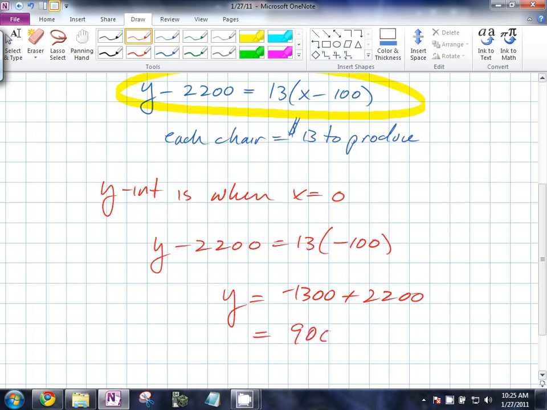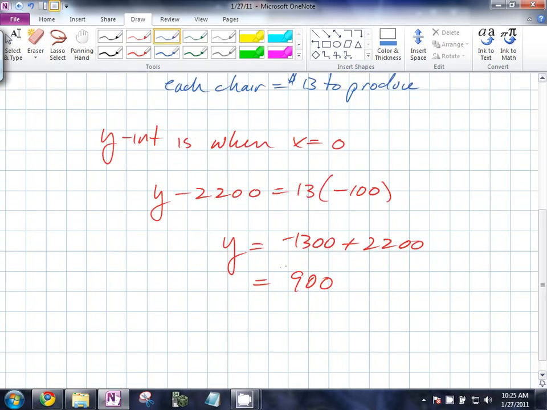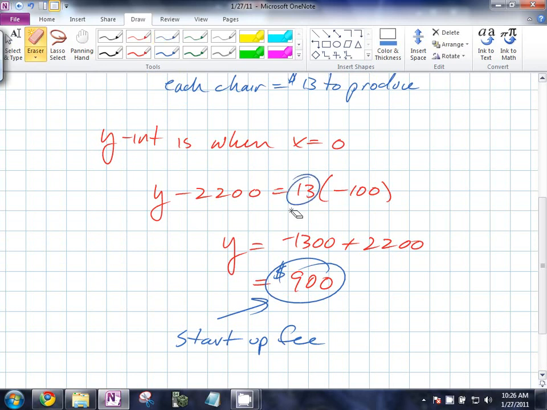It's 900 if you're starting up. Yeah, a startup fee. It's like if I'm going to make t-shirts, it's $50 plus $5 per t-shirt. Can I say that these are materials? It's not directly the materials. It could be part of it, but the idea is it's the starting cost. The $13 is what you could think of as the cost per chair.